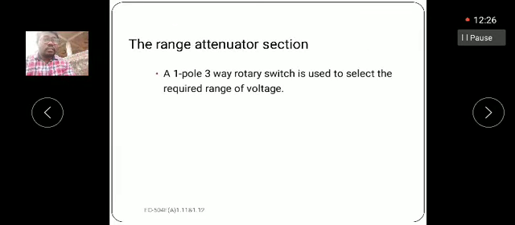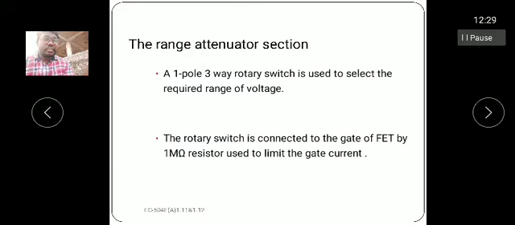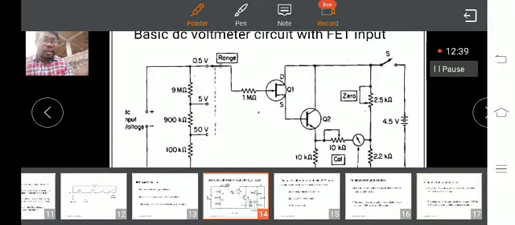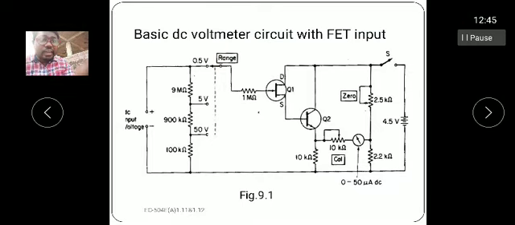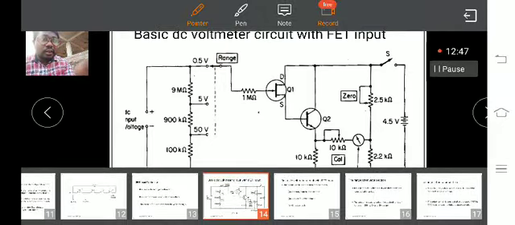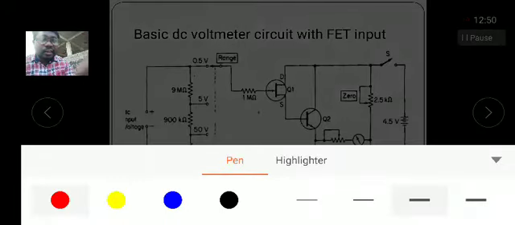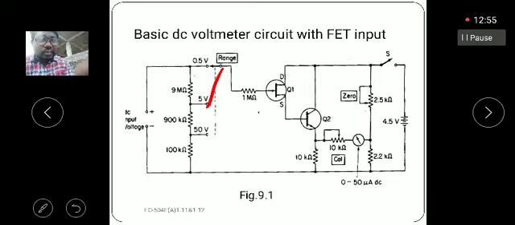In the range attenuation section, a one pole three-way rotary switch is connected to select the required range of voltage. Here we have the switch arrangement to select the desired voltage range. I am showing with the help of a sketch how the rotary switch selection is made. In this way we are selecting the desired voltage.